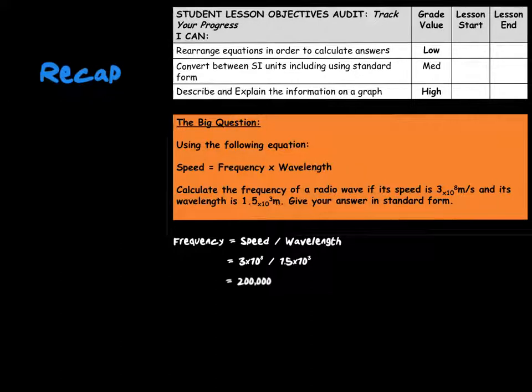In order to convert 200,000, we will convert this into standard form. So we have 2 times 10 to the 1, 2, 3, 4, 5. This gives our final answer of 2 times 10 to the 5 hertz, as this is the unit of frequency.